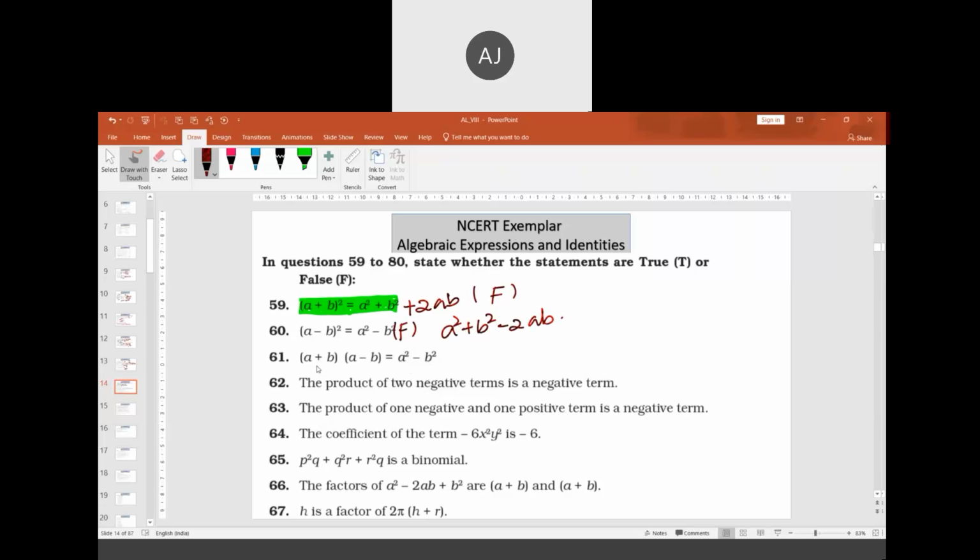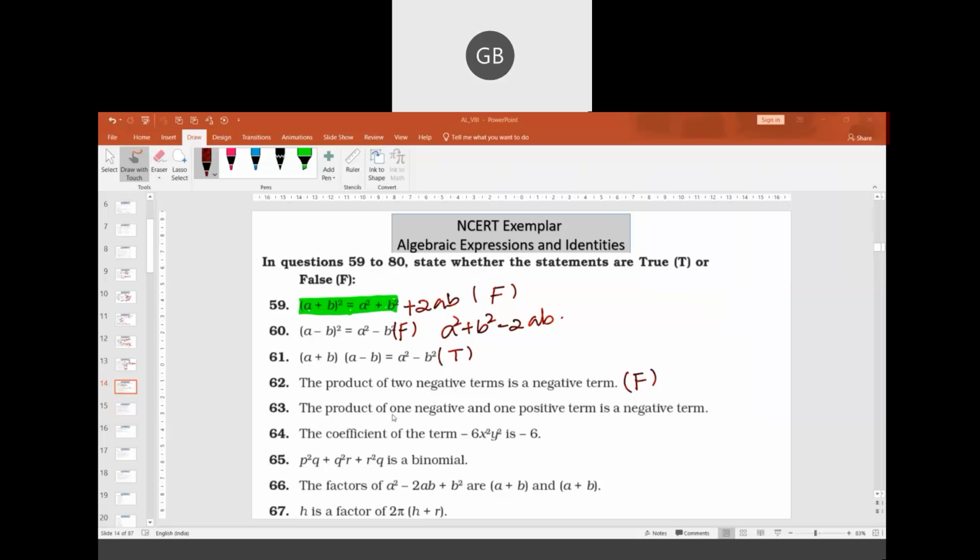True, sir. Is this correct? True. Yes, it is true. The next one: False, sir. The product of two negative terms should be positive. The product of two negative terms is a positive sign. So 63rd is true.